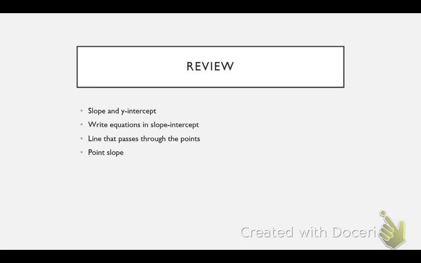Okay, so here's your review section. You have these four concepts on your quiz tomorrow. Here's the first one. I give you this equation, and I say, tell me what the slope is and the y-intercept. What is m and what is b? Go ahead and write down this equation.